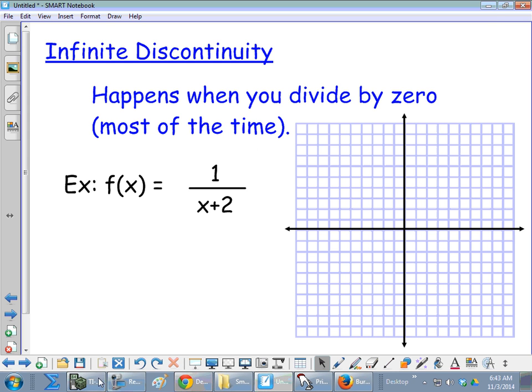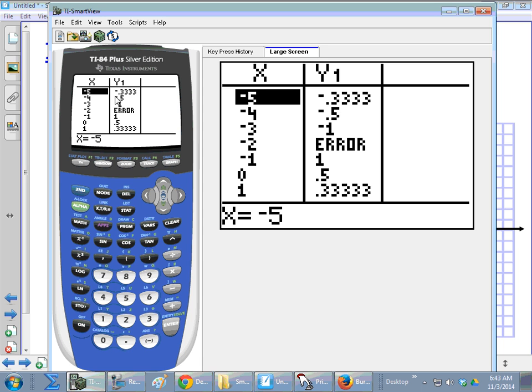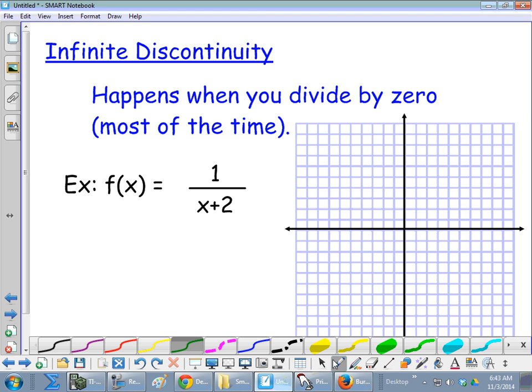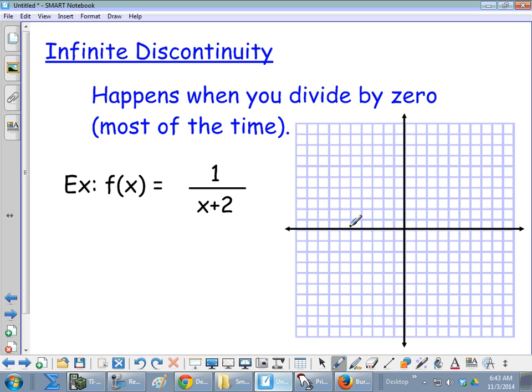So it looks like I should look at the points -5, -1/3, -4, -1/2, -3, -1. So let's graph these: -5, -1/3, -4, -1/2, -3, -1. And then it said -2 error. What happens is the graph will never touch -2. So there's going to be kind of an imaginary vertical line that this graph never touches.